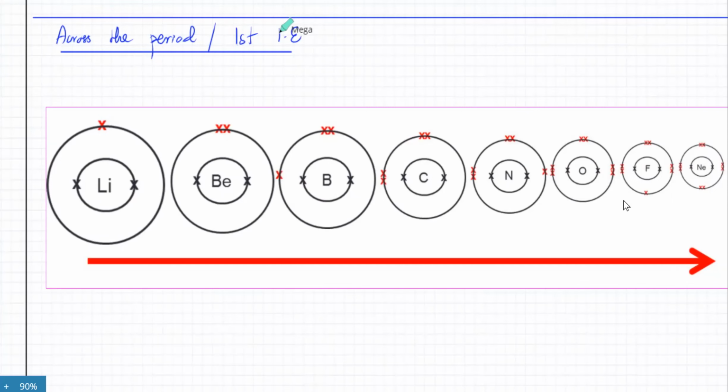You've got lithium. So I'm going to write the number of protons next to them. The first one is lithium, which is 3 protons. Then I have beryllium, which is 4 protons. Then boron, which is 5 protons. And then 6 protons. Then 7 protons. Then 8 protons. Then 9 protons. And at the end, I have a total of 10 protons. So the number of protons are constantly increasing. So this is what happens across the period.